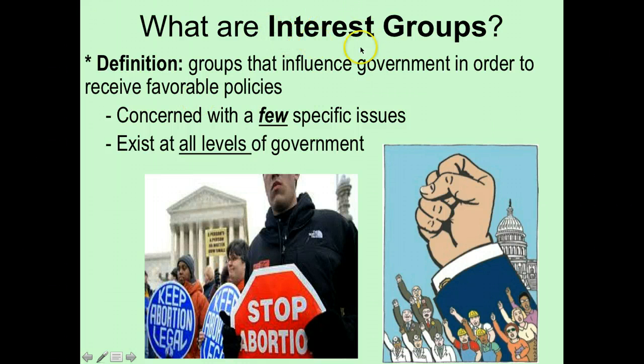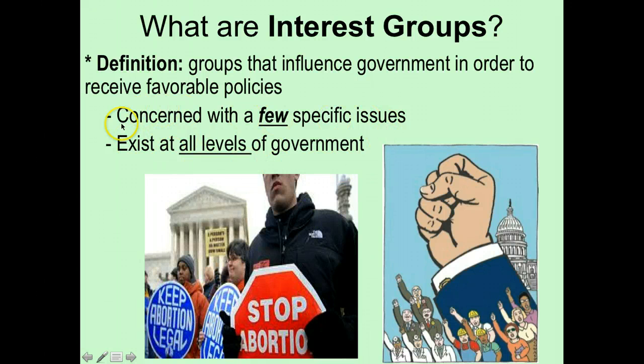Okay? Now, interest groups are usually only concerned with some issues, a few issues. Go back to what you were just reading about in terms of political parties. Political parties are focused on many issues. Interest groups focus on a few issues. For instance, in this picture here, you see a guy holding a sign saying "Stop abortion," and then over here you see ladies protesting with a sign that says "Keep abortion legal." Abortion is a very controversial issue. Everybody has their opinion. Interest groups focus on promoting specific opinions on issues.